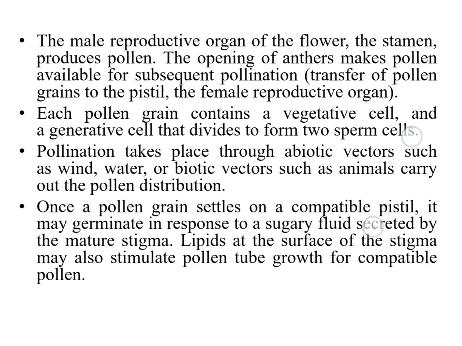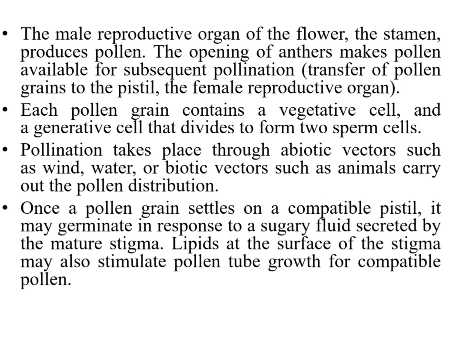Next, the male reproductive organ of the flower is called the stamen. It produces the pollen grains. Then the opening of the anther, or dehiscence of the anther, makes pollen available for pollination. After anther dehiscence, pollination will happen. Each pollen grain contains a vegetative cell and a generative cell. The generative cell divides to form two sperm cells or male gametes. Pollination takes place through abiotic or biotic factors.